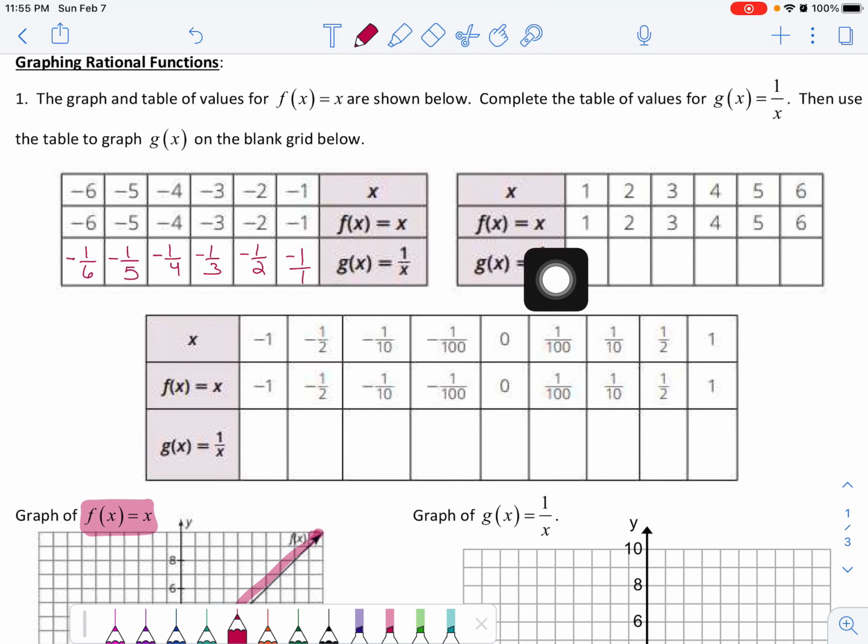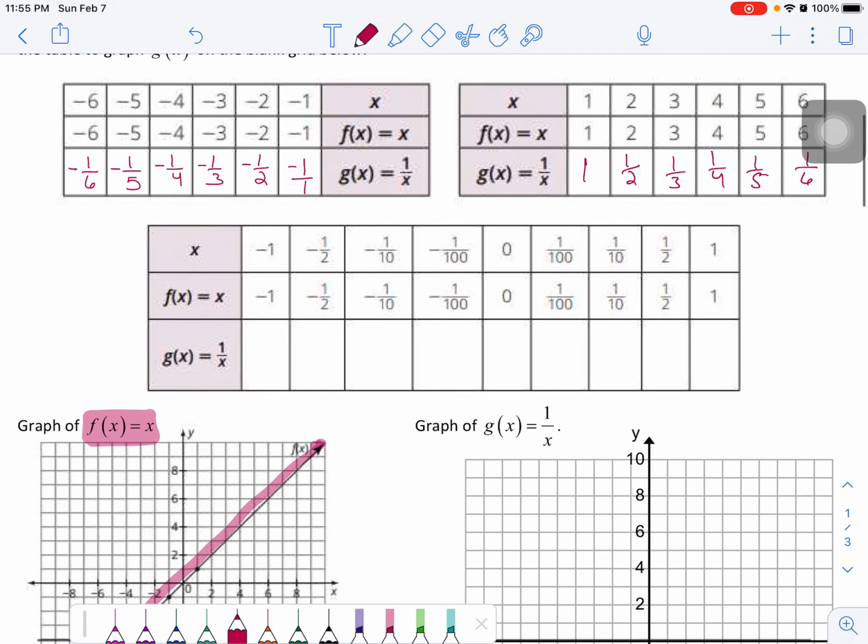I'm going to do the same thing for the positive values here, which will give you the same numbers, just with positive fractions. So 1, 1/2, 1/3, 1/4, 1/5, and 1/6. Again, when we're looking at these function values, 1 is going to be further away from the x-axis than 1/6 is. So when we graph these, we'll have to pay attention to that.